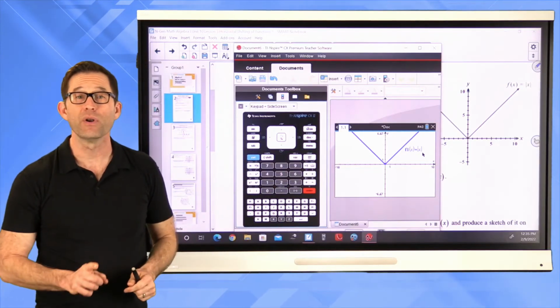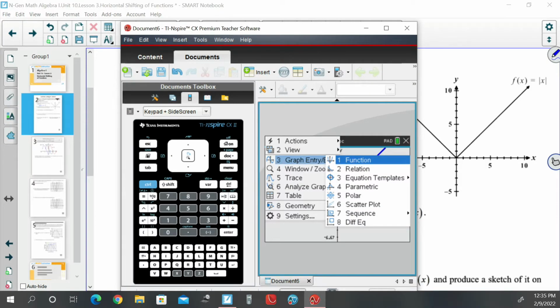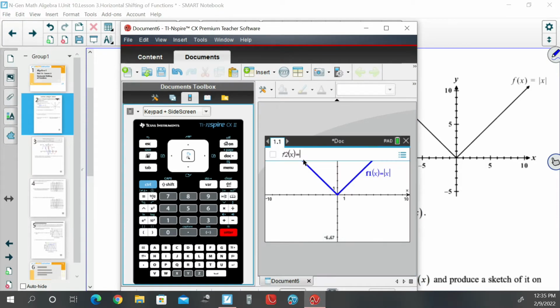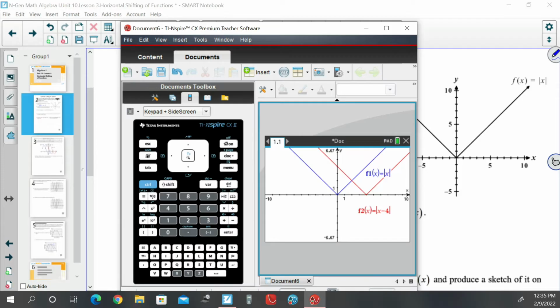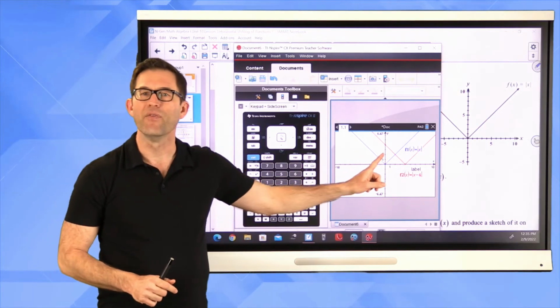Now let's put in a second function. So I'm going to go into Menu, Graph Entry Edit, Enter. One of the great things is it's already on the absolute value symbol. And remember, I had the absolute value of x minus 4. And there it is. Let me just move that down a little bit. So I want to do a little sketch of this particular graph.